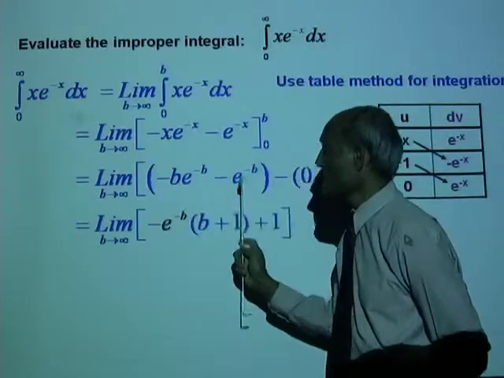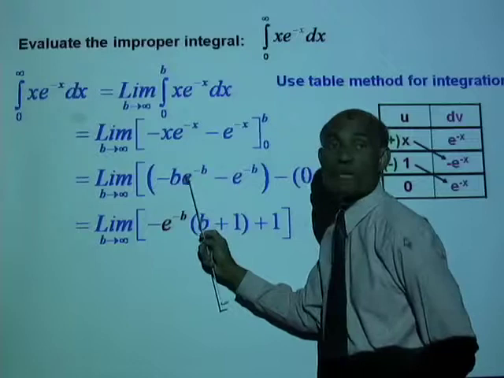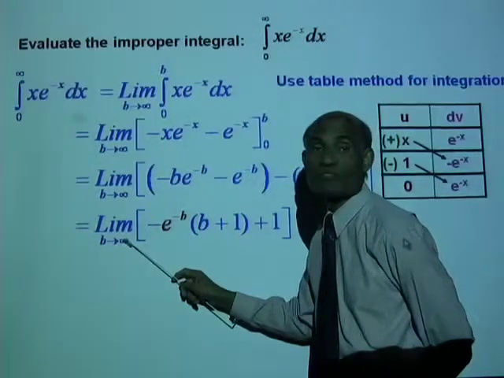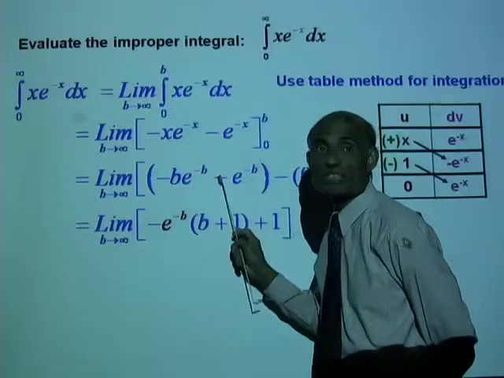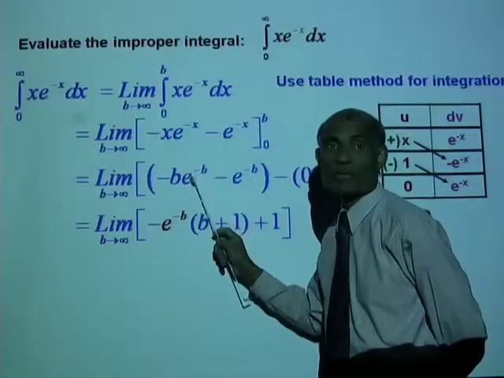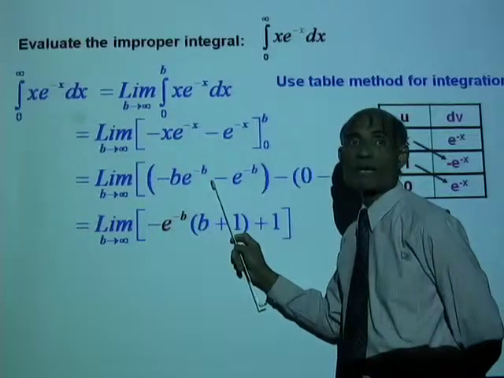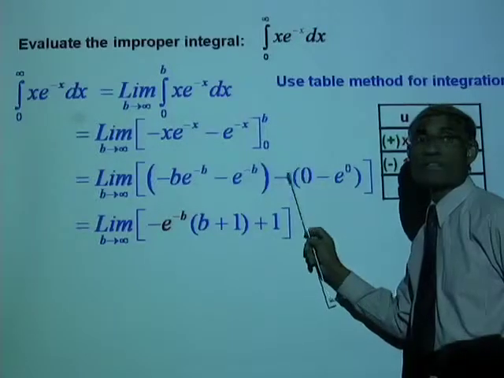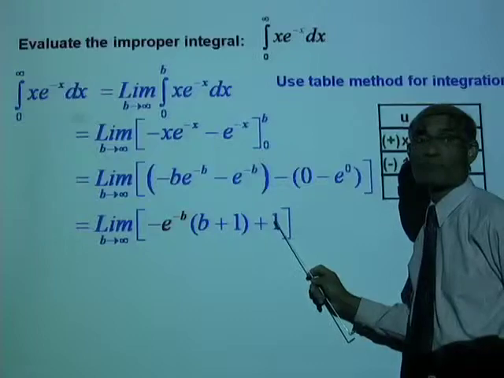Okay, now we can factor out e to the power of negative b from here. So that will be the limit as b approaches infinity, and you can take out a negative e to the power of negative b. A negative is common, e to the power of negative b comes out, leaving b plus 1 here. And what is in here? That will be negative, negative, positive, e to the 0 is 1.